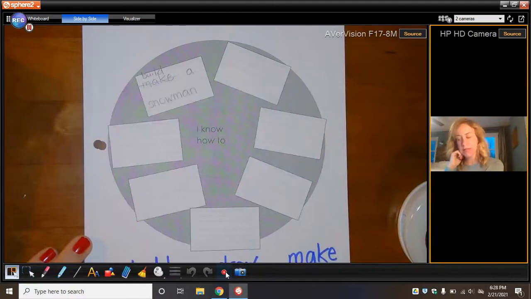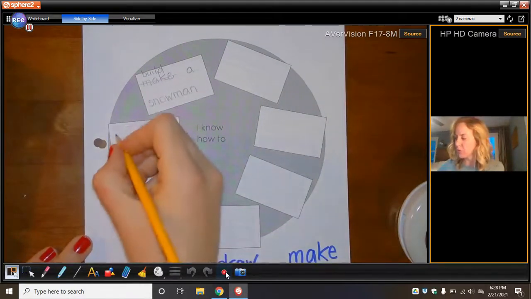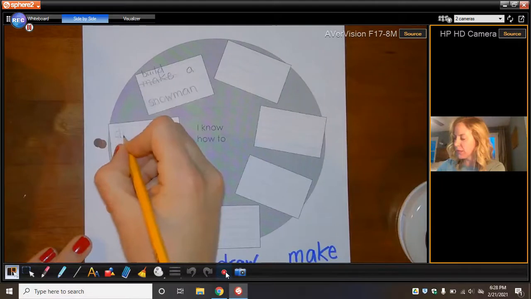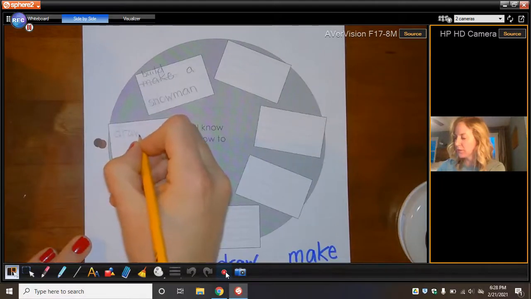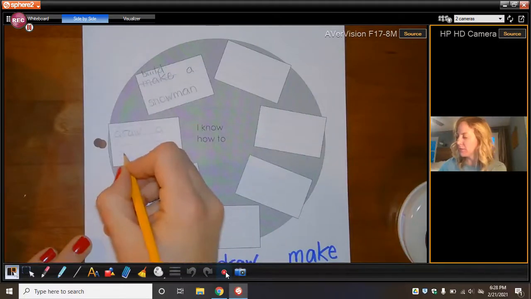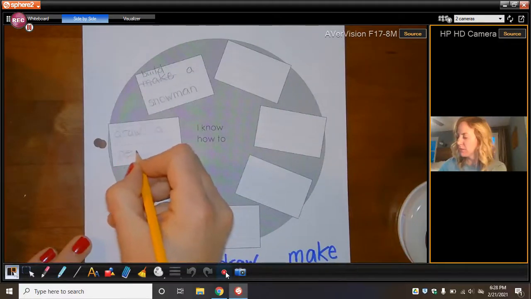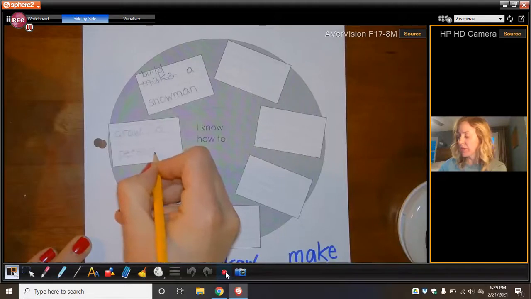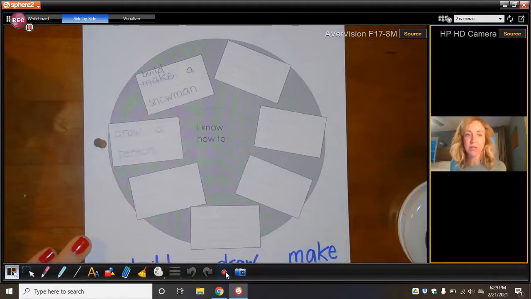Okay, what's something else that you know how to do? How about draw? Is there something that you know how to draw? I know how to draw a person. You could add person if you're really good at drawing people, or if there's something else that you are really good at drawing. I had a student a few years ago who was so good at drawing little Shopkins. She made all sorts of different little things. It was incredible. So she could have put, I know how to draw Shopkins.